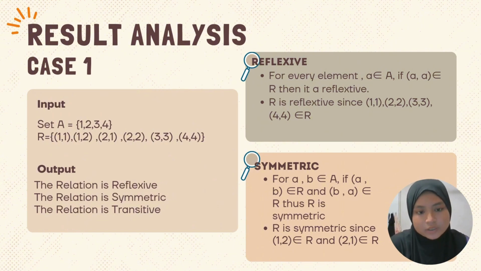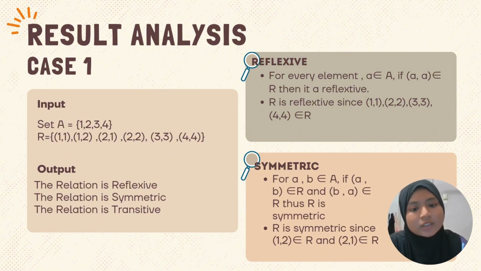User analysis for case 1. The input from the user for set A is 1, 2, 3, 4, and the relations created are (1,1), (1,2), (2,1), (2,2), (3,3), and (4,4). So the output of the system is that the relation is reflexive, symmetric, and transitive. The relation is reflexive since it has the elements (a,a) inside the relation. We can see here we have (1,1), (2,2), (3,3), and (4,4). That's why it is considered a reflexive relation.